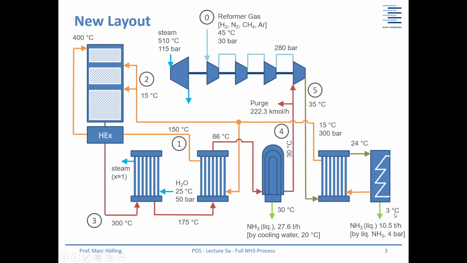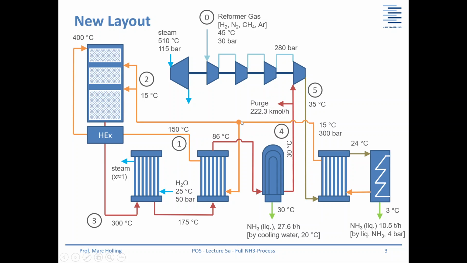but we won't do this with a gas-liquid separator. Instead we will use a compound separator where we just say, I want to remove 10.5 tons per hour of ammonia. And this also means that we have 3 degrees Celsius here. For the gas flow, we then have internal heat exchange and we heat it up to 15 degrees Celsius.